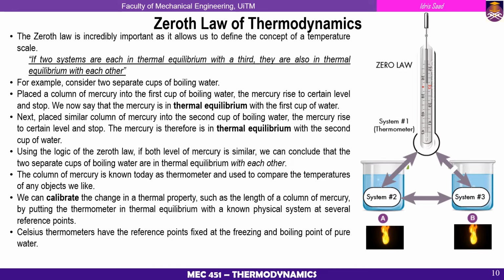So the zeroth law produces the thermometer to measure the temperature of any substance. As for calibration, there are several scientists who made a scale on that column of mercury. The Celsius thermometer has the reference points fixed at freezing with the value of 0 and boiling point with the value of 100 for pure water. However, the Kelvin scale has its reference point fixed at no temperature with the value of 0 and at the freezing point of 273.15. However, the scale is similar for both Kelvin and degree Celsius.